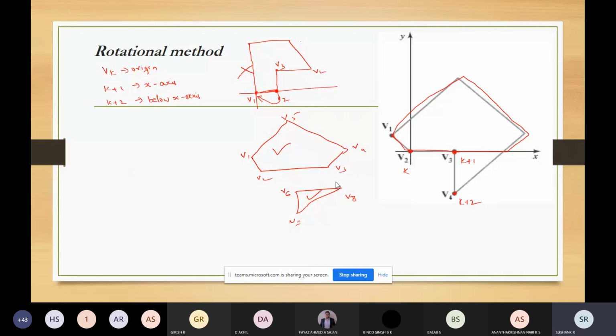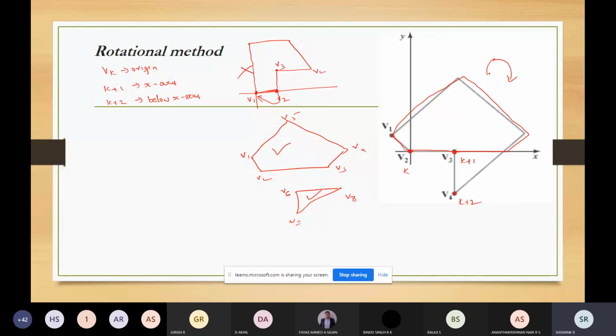In the rotational method, there are three simple steps: find the vertex at the origin. After that, check that vertex k plus 1 is on the x-axis. After that condition is satisfied, check whether vertex k plus 2 is below the x-axis. If it is below the x-axis, you just split the polygon. If not, you just change the vertex. When v1 was at the origin, the condition was not satisfied, so I moved v2 to the origin position. The polygon is getting rotated in the clockwise direction.